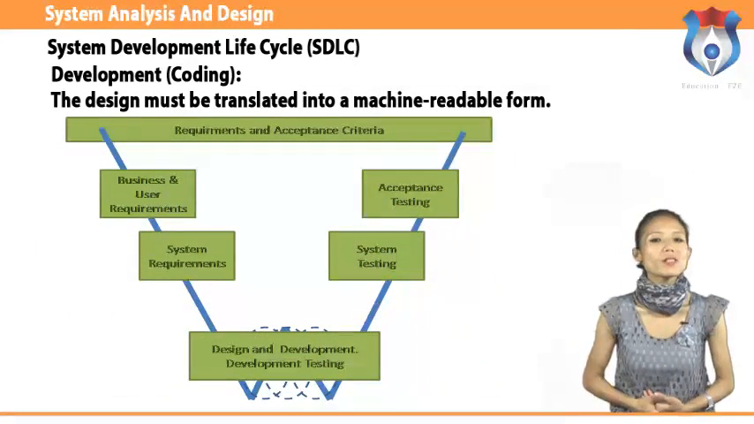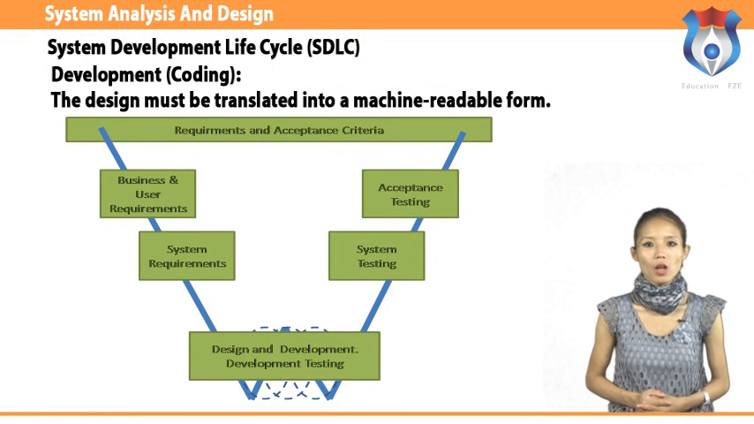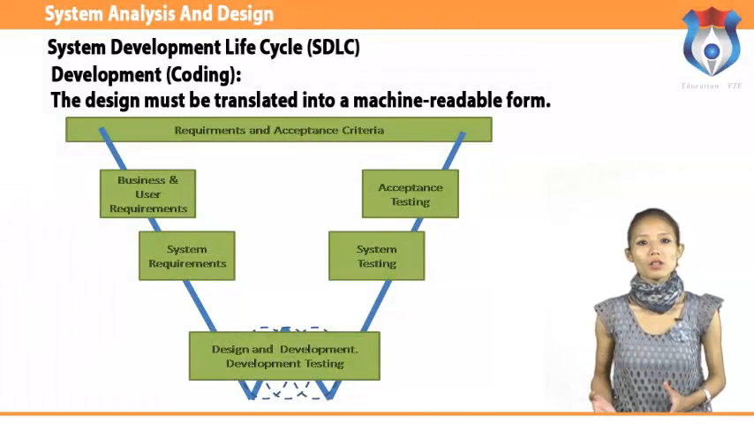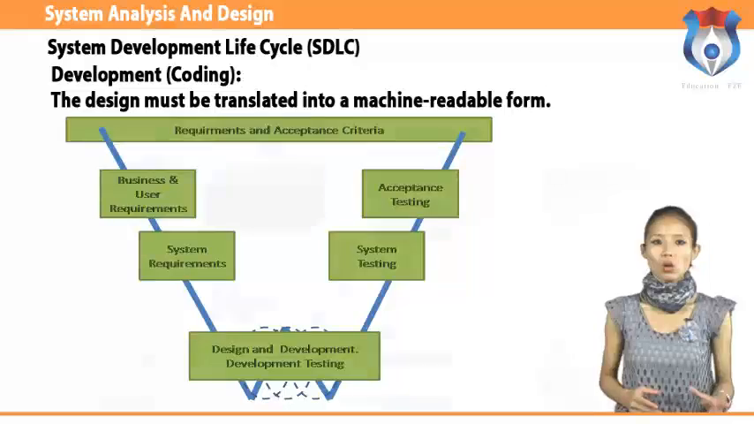The code generation step performs this task. If the design is performed in a detailed manner, code generation can be accomplished without much complication. Programming tools like compilers, interpreters, debuggers, etc. are used to generate the code.